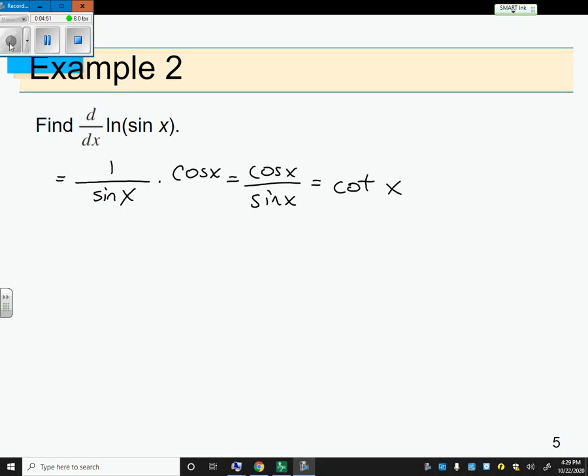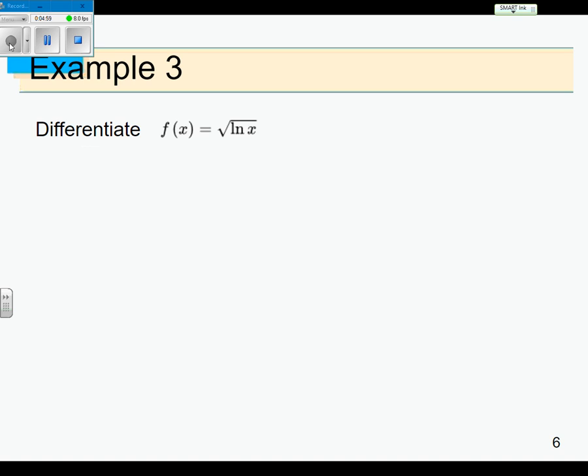Did you take it all the way out to cotangent? I hope so. There's a reason we went over all those trig identities last year. And let's do one where the natural log's on the inside. Again, I'm still looking at a chain rule on this.